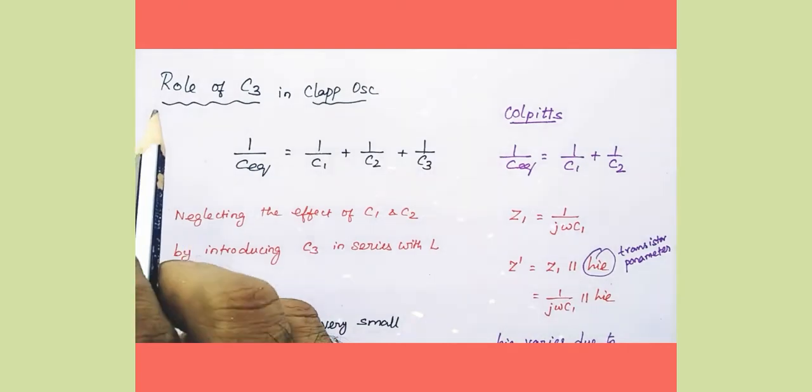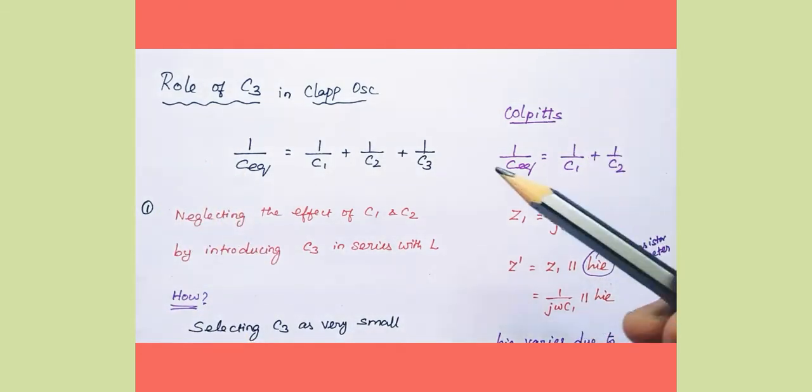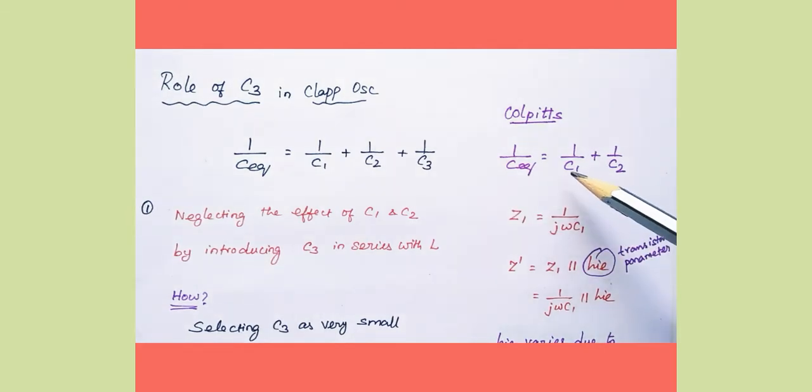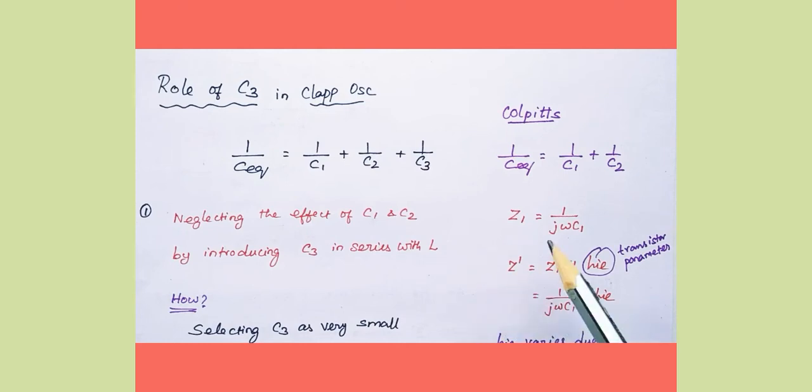In this topic I am going to explain what is the role of C3 in Clapp oscillator. Before that, we see what is the drawback of Colpitts compared to Clapp oscillator. Here we have two capacitances, and the series combination of these two capacitances gives an equivalent capacitance. Now what is the problem here is the problem with this C1. Consider Z1 is the reactance of the capacitance C1, 1 by j omega C1. This reactance is parallel to the input resistance of the transistor.